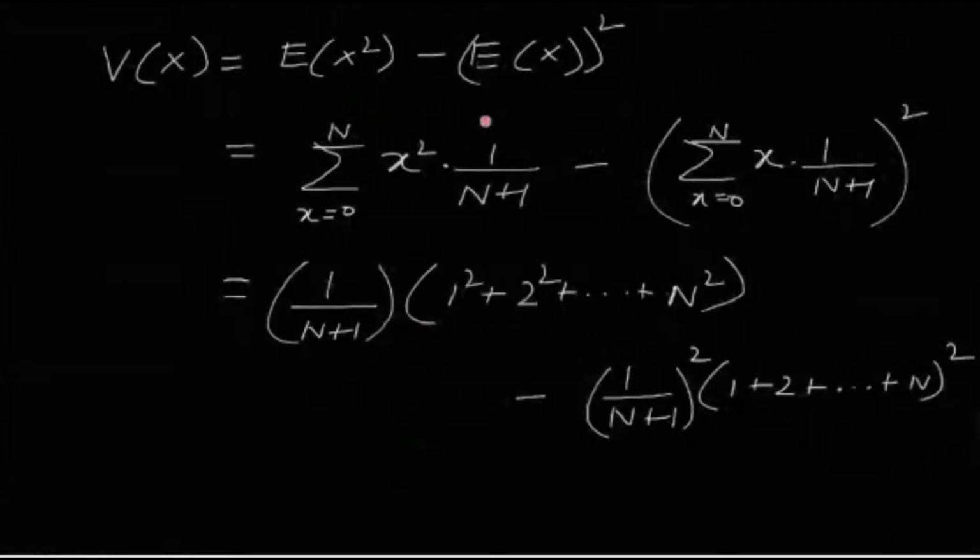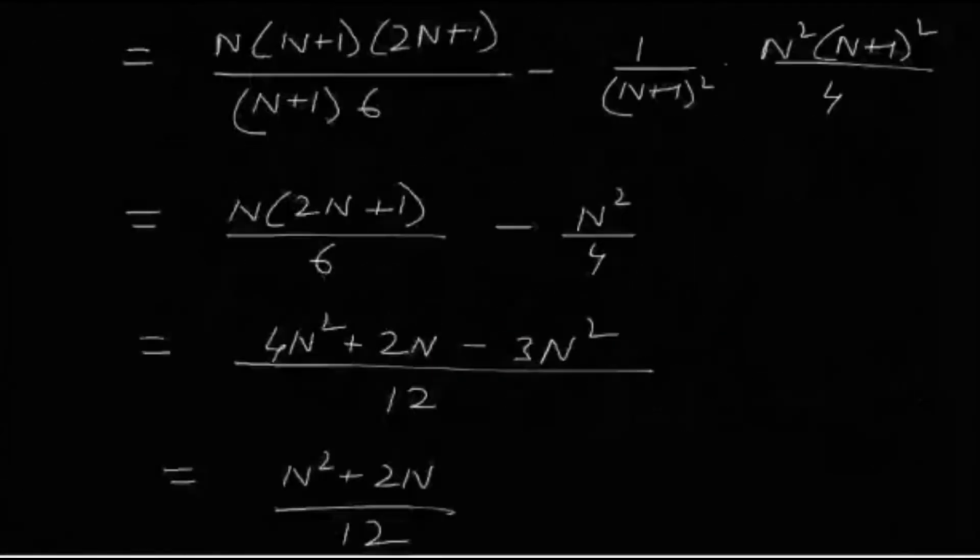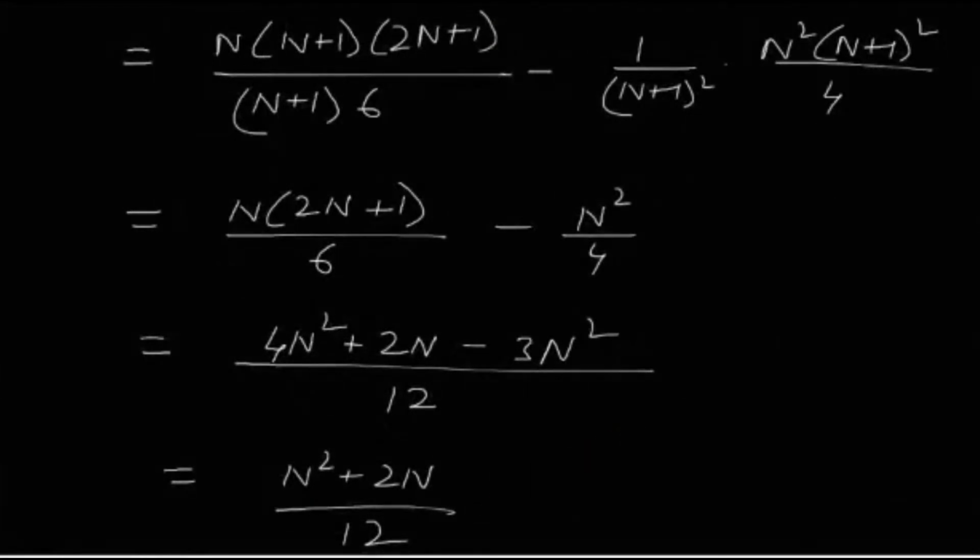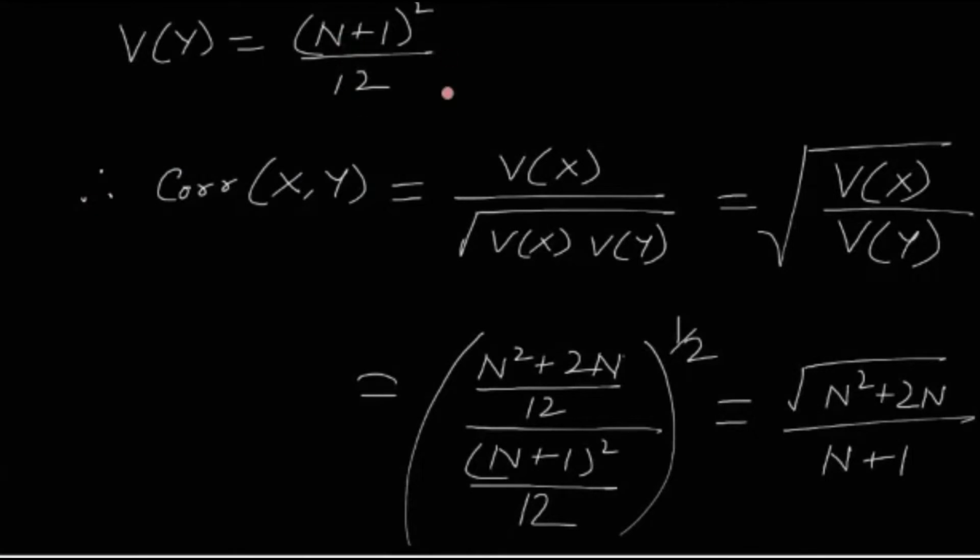Now the variance of X has been calculated. It's very easy. It is discrete uniform. So the variance of X is n squared plus 2n divided by 12, and the variance of Y is n plus 1 whole squared by 12. So the correlation of XY is nothing but the root of the variance of X by the variance of Y, and this is the root of n squared plus 2n divided by n plus 1. This is the answer to the second part of the question.